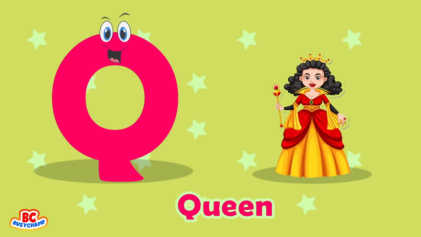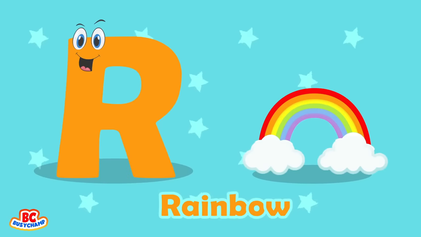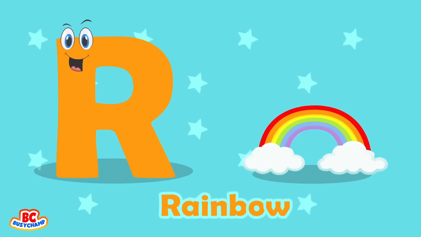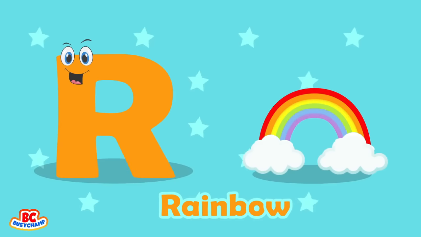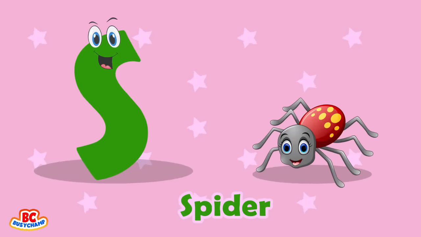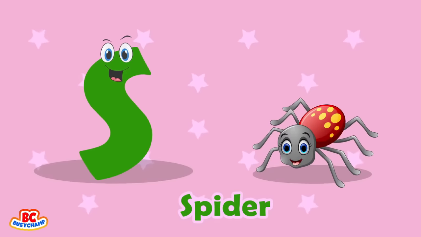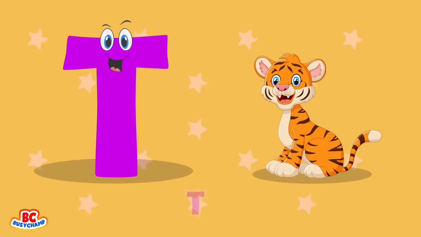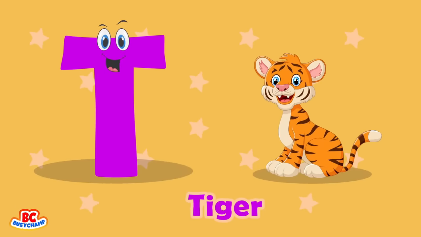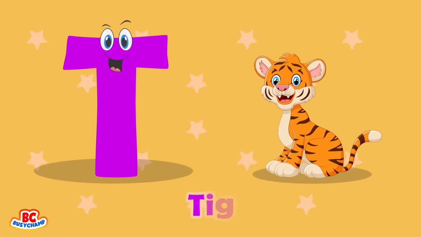Queen, Q, queen. R is for rainbow, r, r, rainbow. S is for spider, S, spider. T is for tiger, T, tiger.